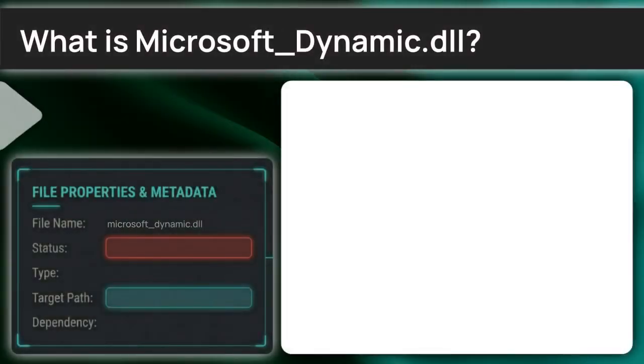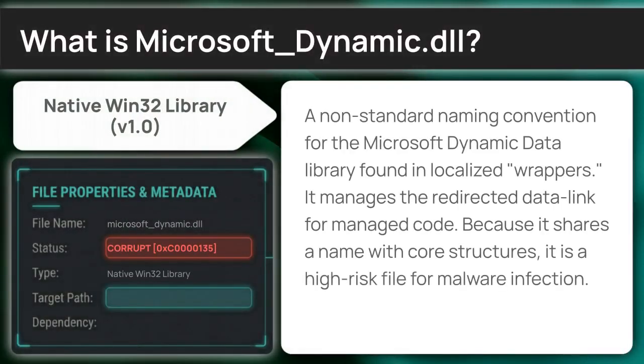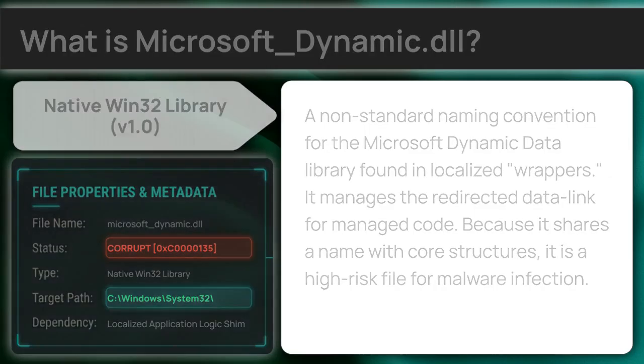This is the Microsoft Dynamic Library, a non-standard naming convention for the Microsoft Dynamic Data Library, found in Localized wrappers. It manages the redirected data link for managed code. Because it shares a name with core structures, it is a high-risk file for malware infection. Since we've covered what this file is, let's move to the primary fix.